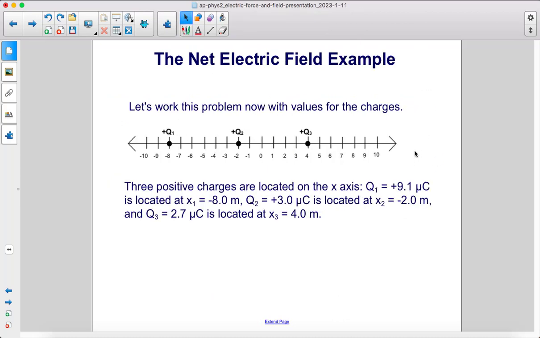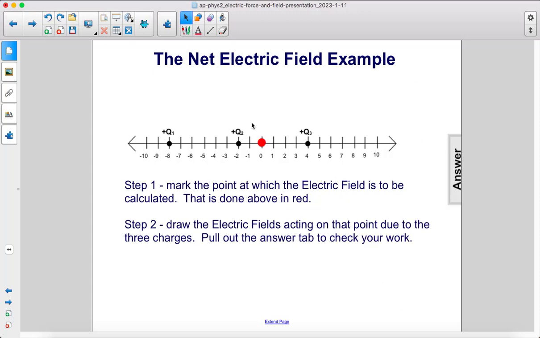Let's work this problem now with values for the charges. So we have these three positive charges located at different locations on the x-axis, and they each have values. So positive 9.1 microcoulombs, which is the same thing as times 10 to the negative 6. So let's go to the next slide and do step 1. Step 1 is to mark the point at which the electric field is to be calculated. So here in red, the red dot is at the origin. That's the point we're interested in.